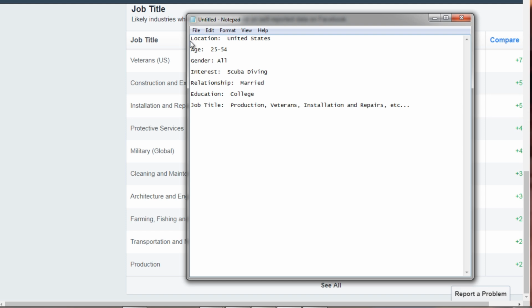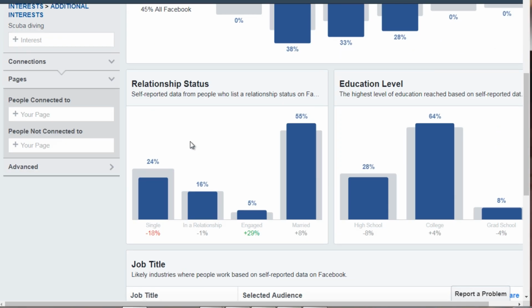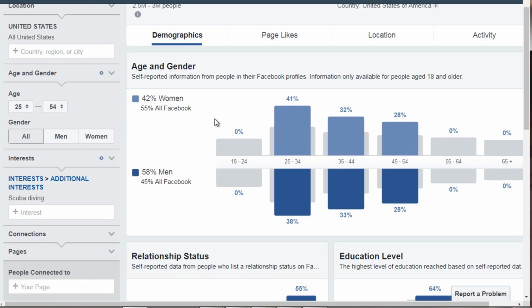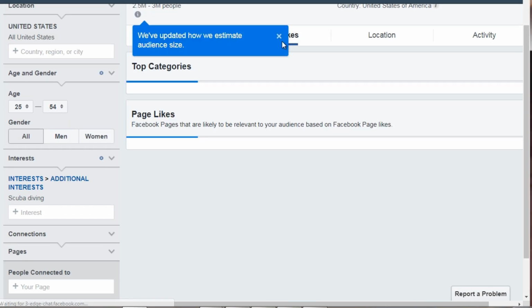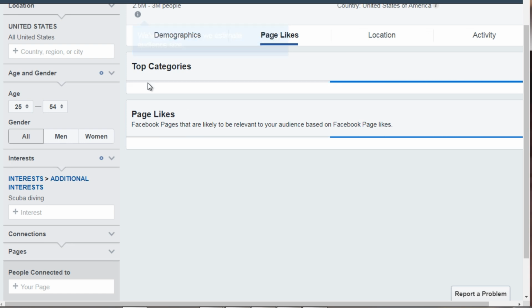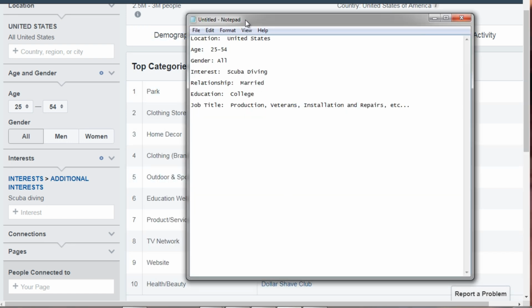The job title is not necessarily something that we're worried about right now. Most of the time, you're just going to target the location, the age, the gender, and the interest. You can get more specific by targeting married, so we could target these. Based on that information, we'll know more later. So let's scroll back to the top and go to page likes, and let's jot this down.